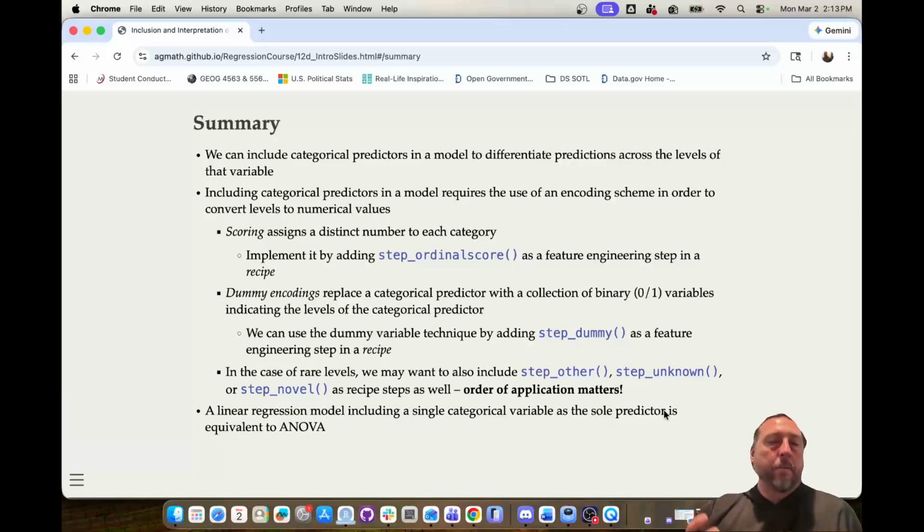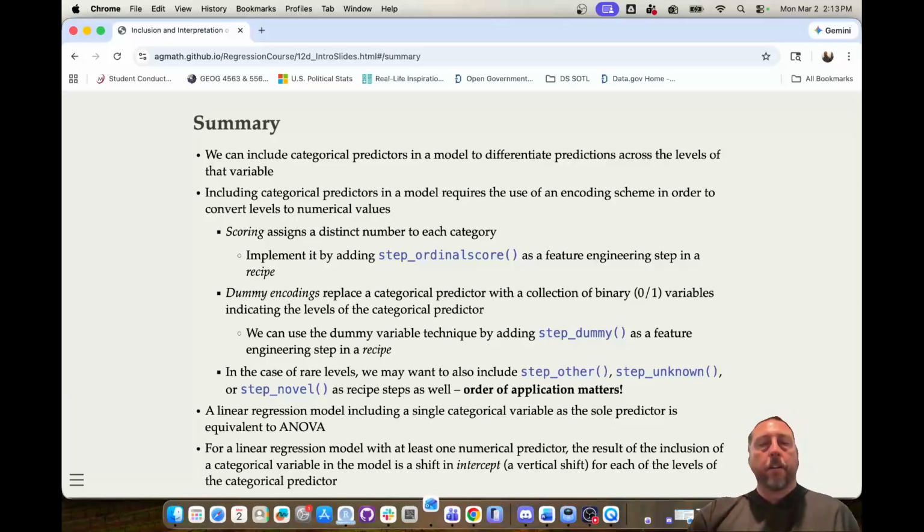And then we saw again today that a linear regression model, including a single categorical variable as the sole predictor, is equivalent to an ANOVA test, an analysis of variance, comparing multiple group means across one another. For a linear regression model with at least one numerical predictor, the result of the inclusion of a categorical variable in the model is a shift in the intercept. That's a vertical shift for each one of the levels of that categorical predictor. That's the impact that including the categorical predictor had on our model today.